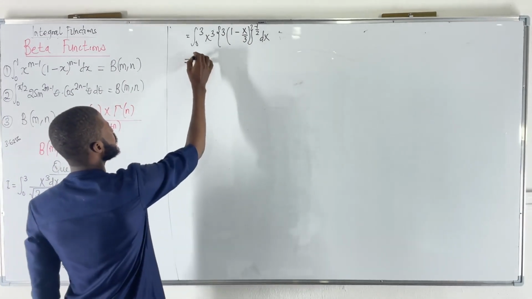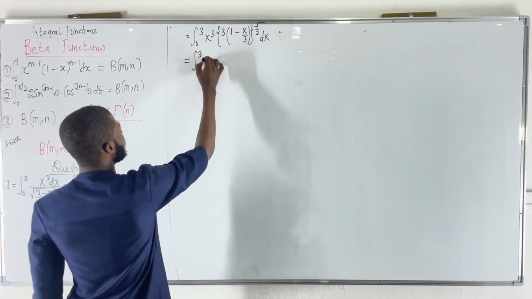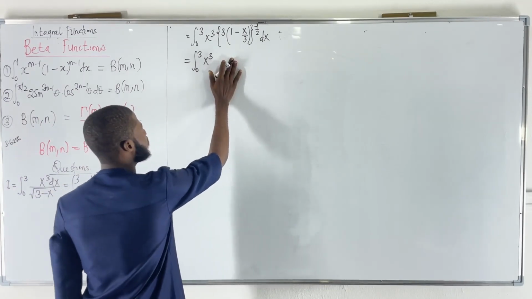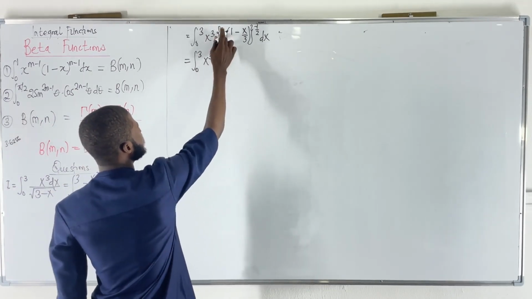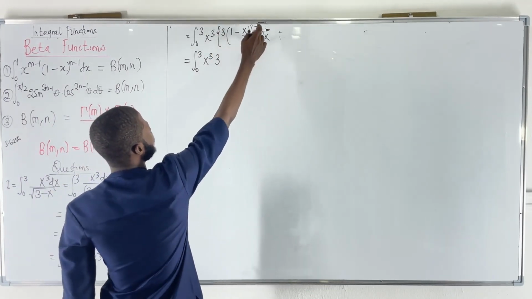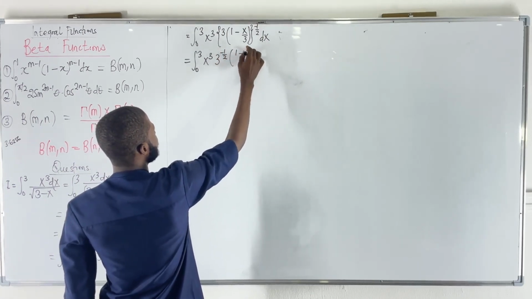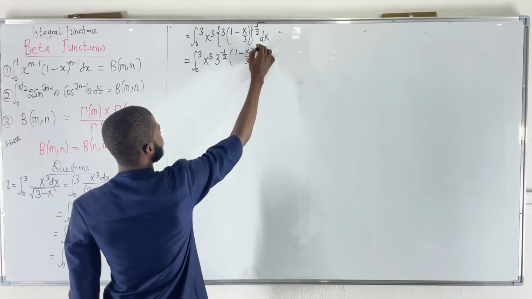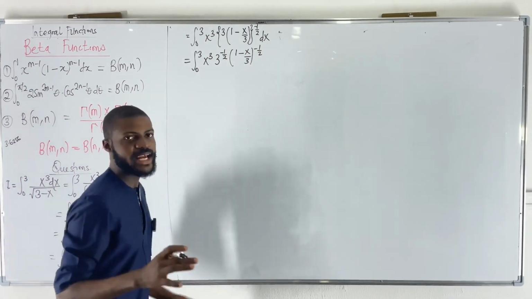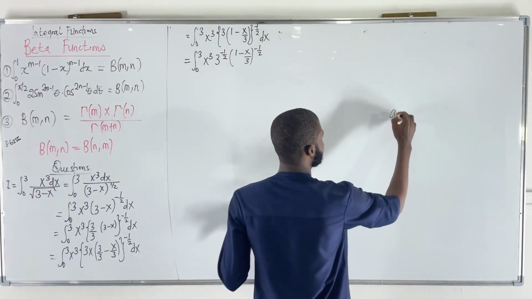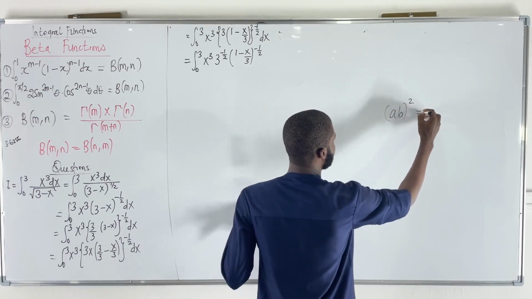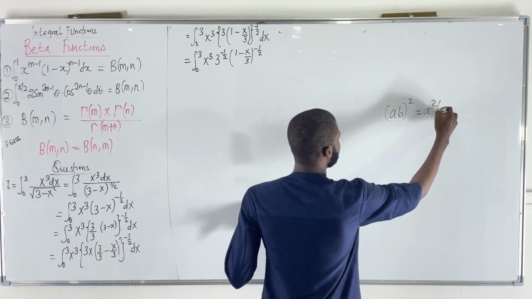So this will become the integral from 0 to 3 of x cubed. Now, listen up. This 3 here will be raised to the power of minus half, and then the 1 minus x over 3 would also be raised to the power of minus half. What I just did is, if you have two numbers a, b, all raised to the power of 2, for example, this will be a squared, b squared.